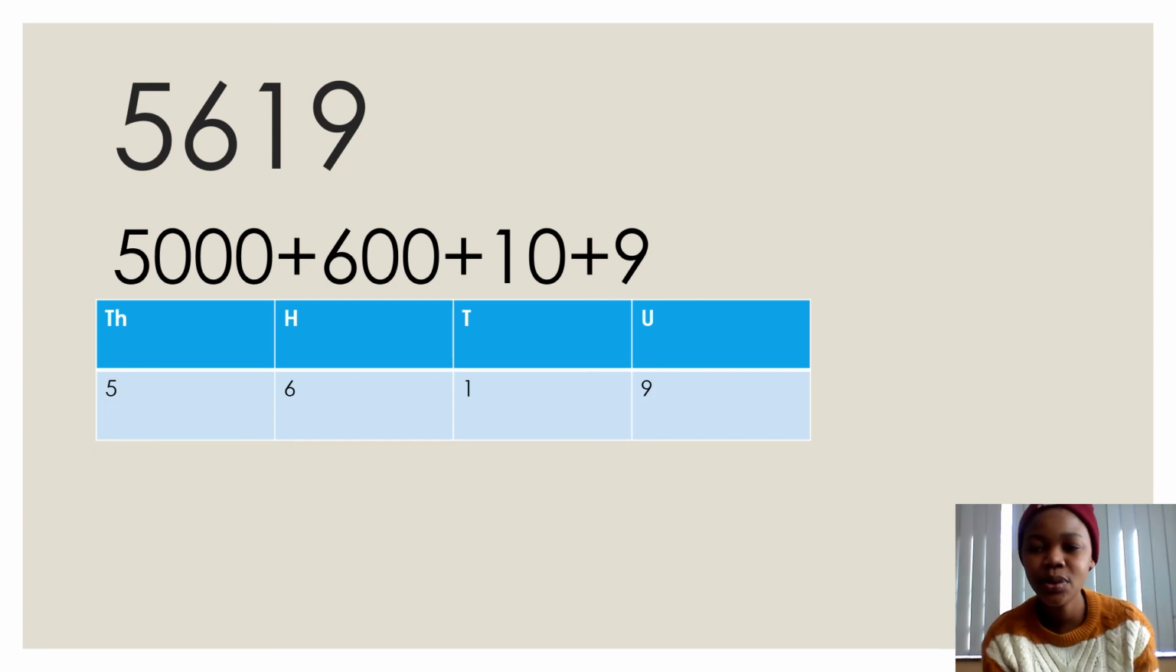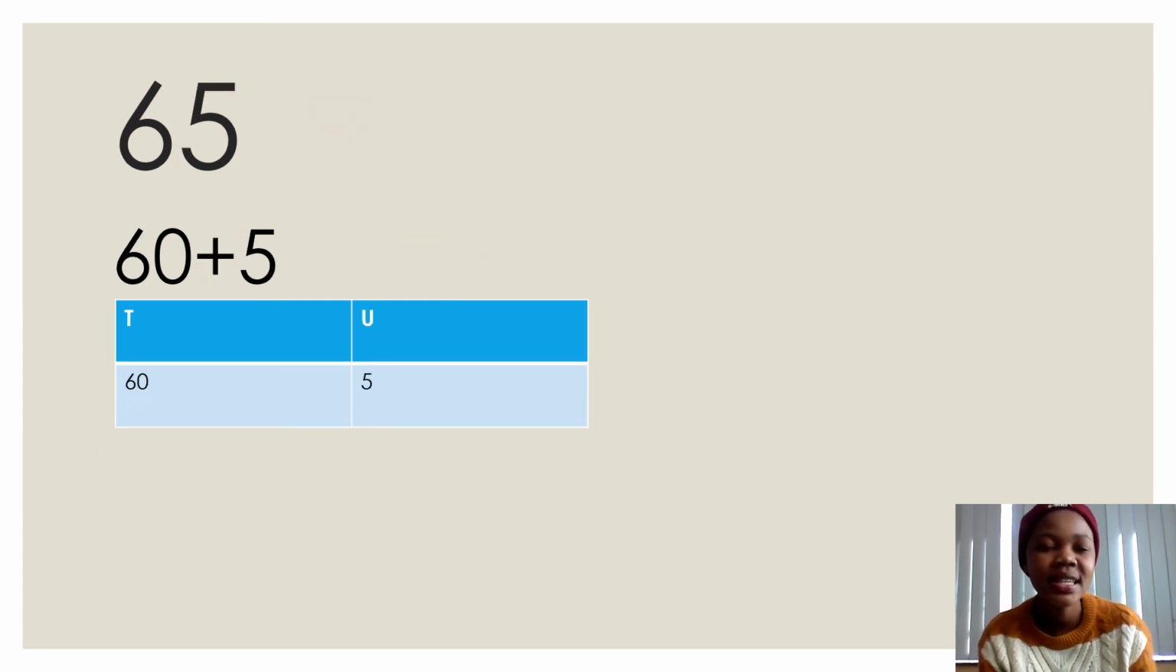Another example is 65. In this case, we're supposed to write it as 60 plus 5. We have 6 tens and we have 5 units.